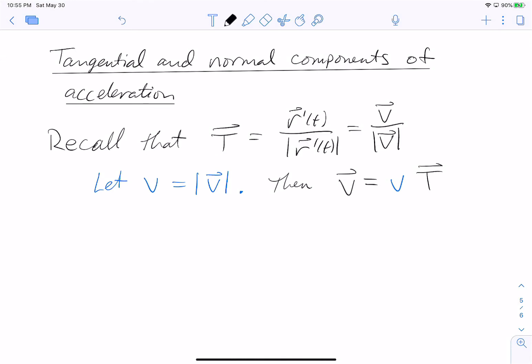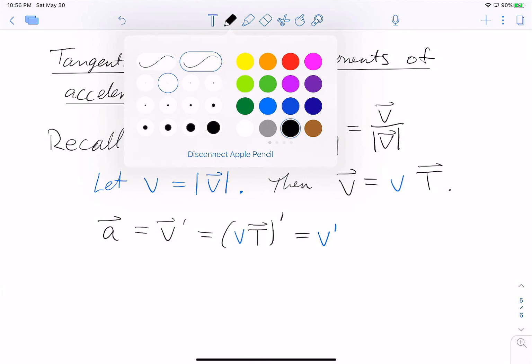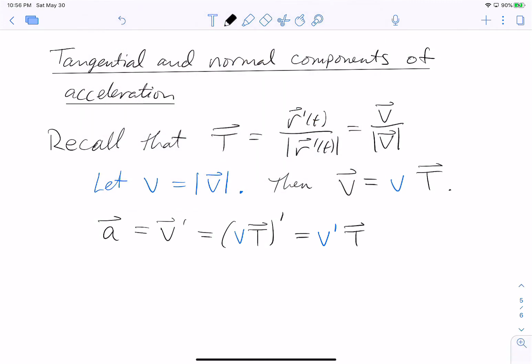There. Now, acceleration is, of course, the derivative of velocity. And so we'd be looking at (vT) prime as an expression for acceleration. Using the product rule, we have v prime T plus vT prime. Let's set that aside for a moment.